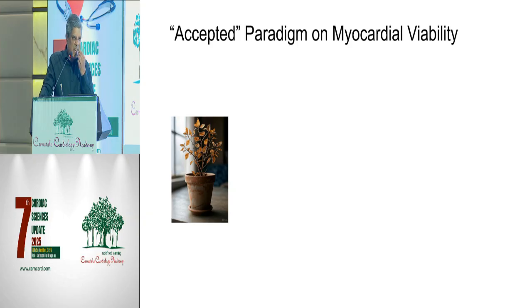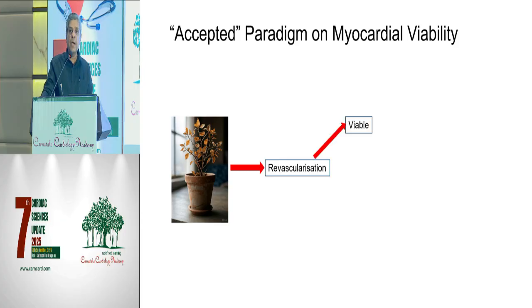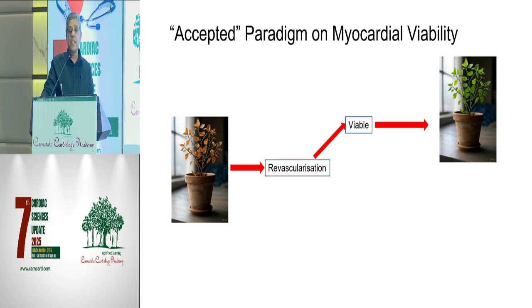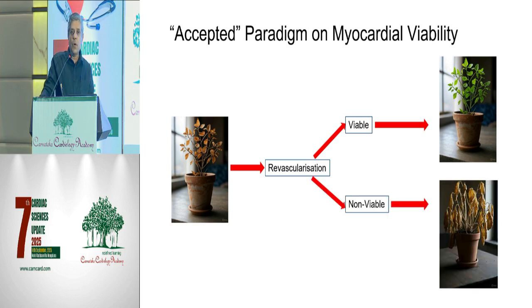Now, when it comes to viable myocardium, what is the accepted paradigm? We feel that there is some myocardium which is not functioning well. We revascularize. And when we do that, if the myocardium is viable, the cells will regenerate. If the myocardium is non-viable, the cells won't regenerate. This is the accepted paradigm, which is why we test for viable myocardium before any revascularization procedure.